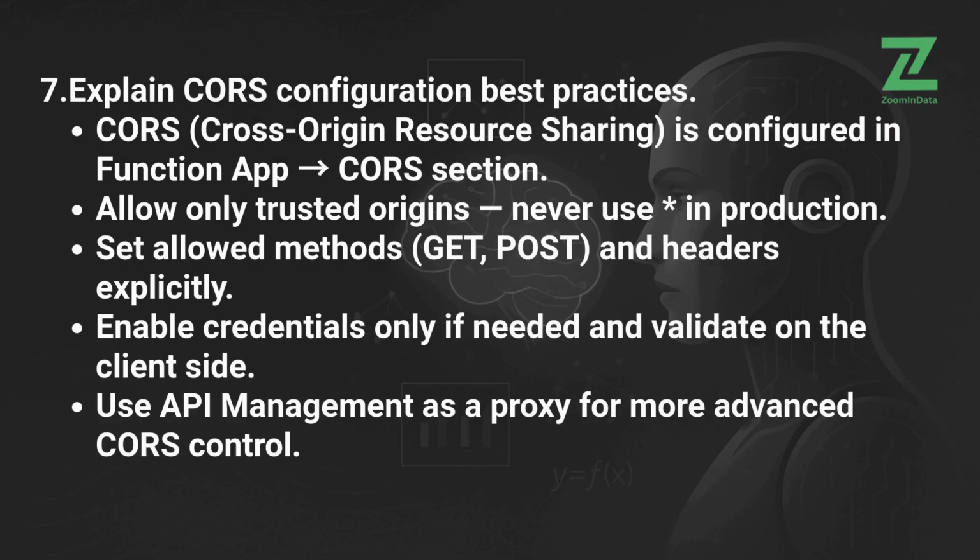Explain CORS configuration best practices. CORS, cross-origin resource sharing, is configured in Function App, CORS section. Allow only trusted origins. Never use asterisk in production. Set allowed methods, GET, POST, and headers explicitly. Enable credentials only if needed and validate on the client side. Use API Management as a proxy for more advanced CORS control.